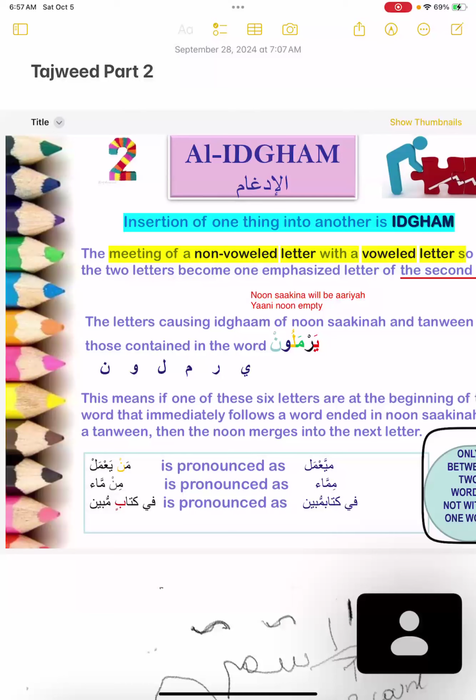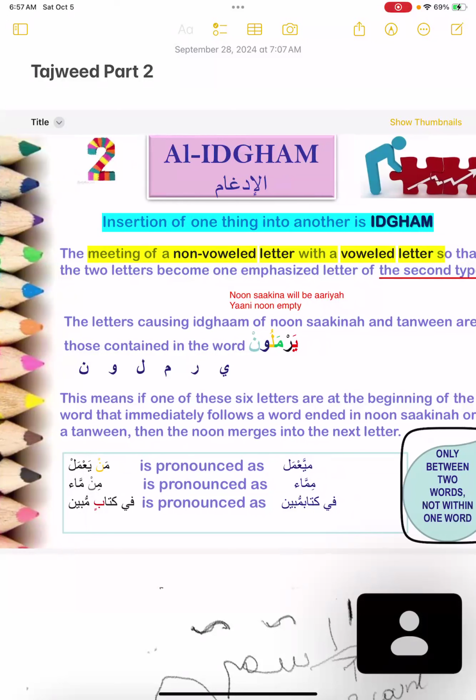So when Nun Sakin, as we said, Nun Sakin is the Nun that has its original sukun on it. When Nun Sakin or tanween is followed by any of the letters from the acronym Yarmalun, which is one of the ways to remember the Idgham letters. They are Ya, Ra, Mim, Lam, Waw, Nun.